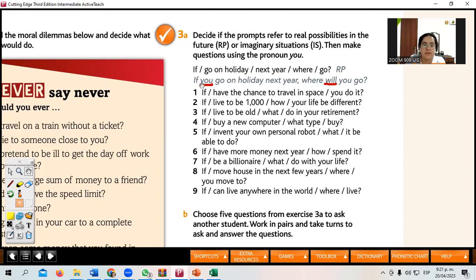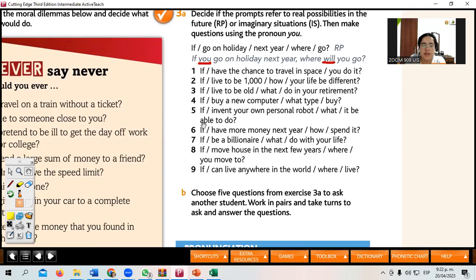Karen, number 3. Yes, if you live to be old, what will you do in your retirement? In your retirement, yes, so this is the first conditional. If you live to be old, what will you do in your retirement? Good, Catherine, number 4. Yes, miss. If you buy a new computer, what type will you buy? Will you buy? Is the question. What type will you buy? Good.